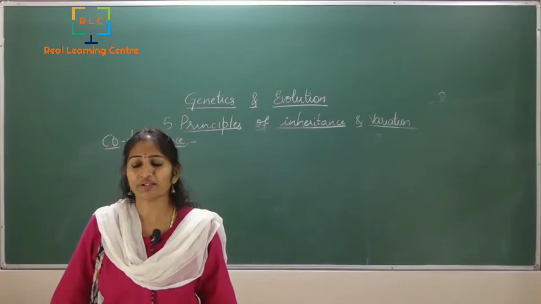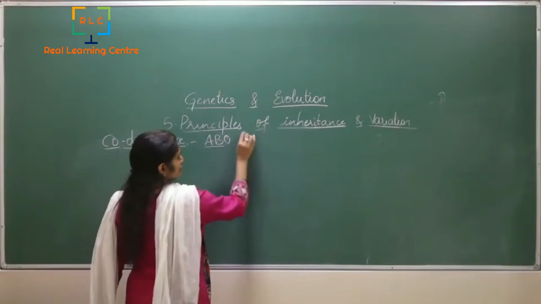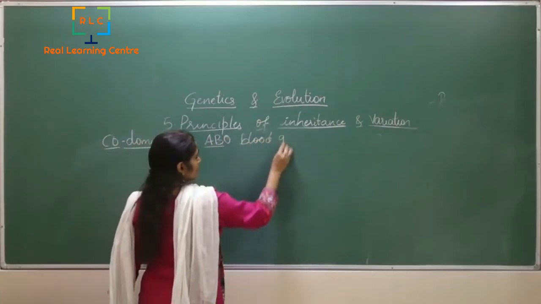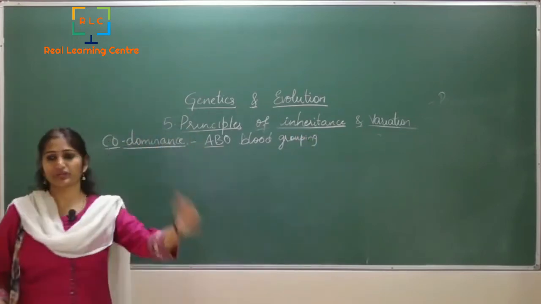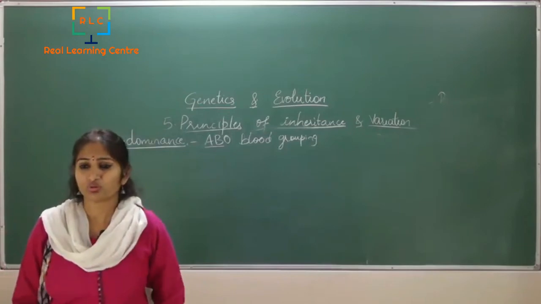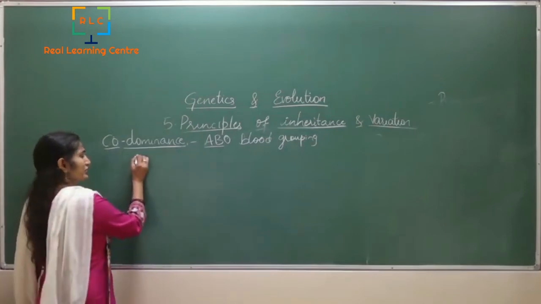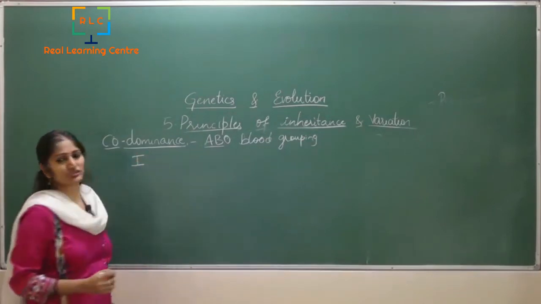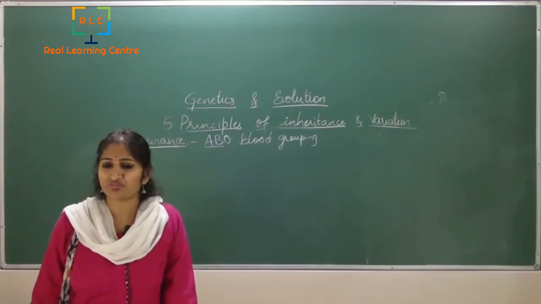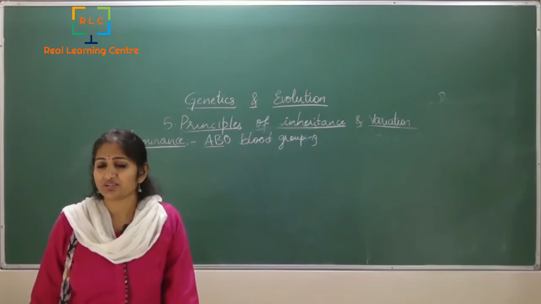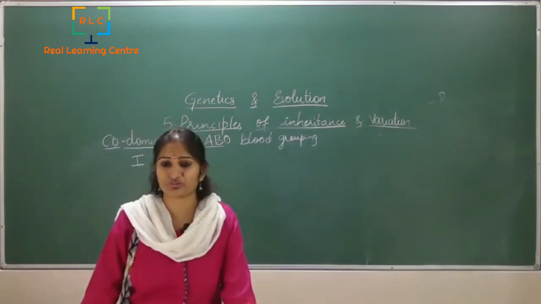Yes, that kind of existence of both the genes together is what we call codominance. Now this is very commonly seen in the blood group of humans, which is called the ABO blood grouping. So what happens in ABO blood grouping is that the blood group is controlled by one gene which we call I. What is the function of this I? This I gene produces something that we call antibodies.